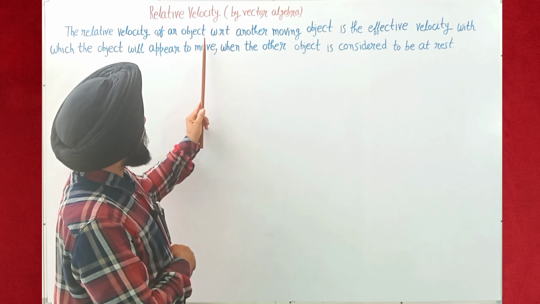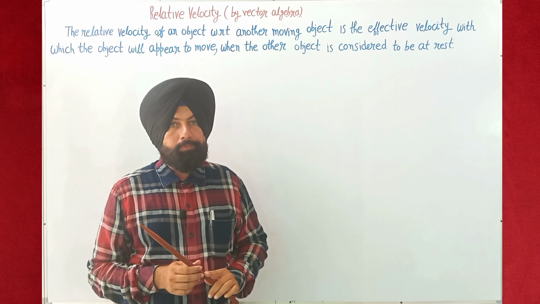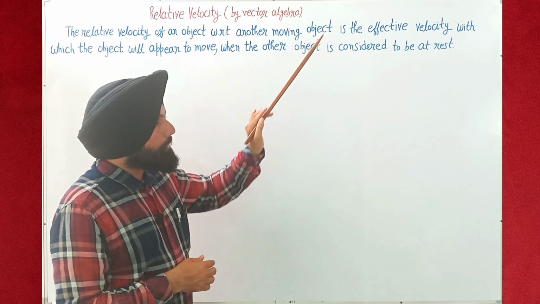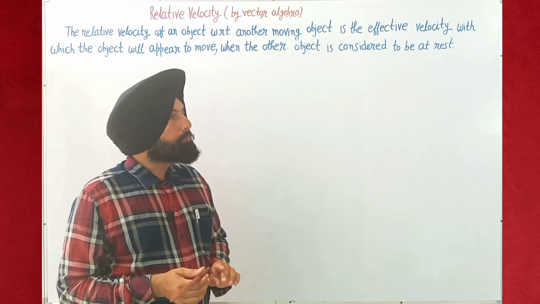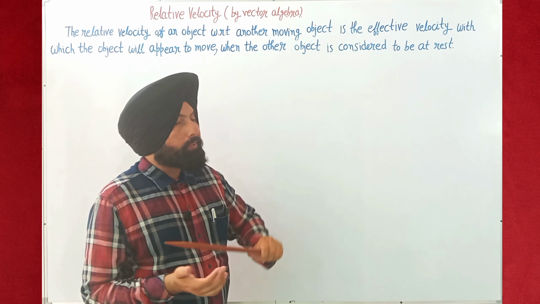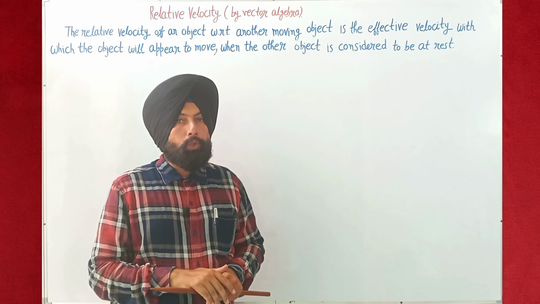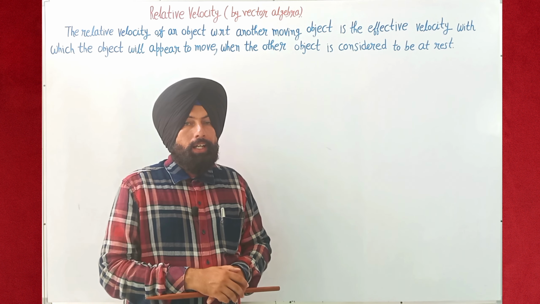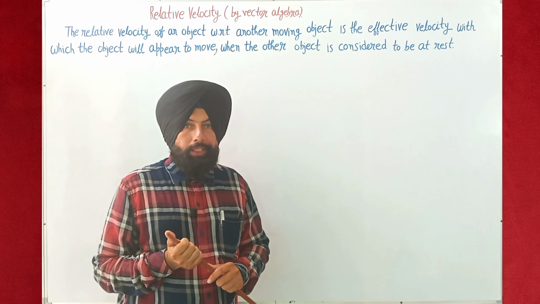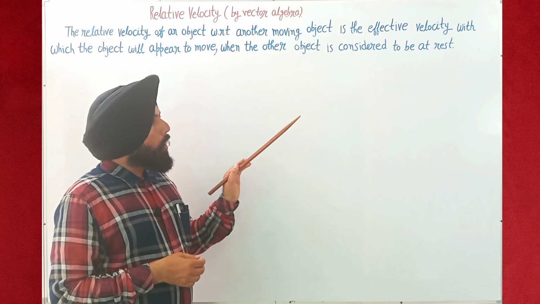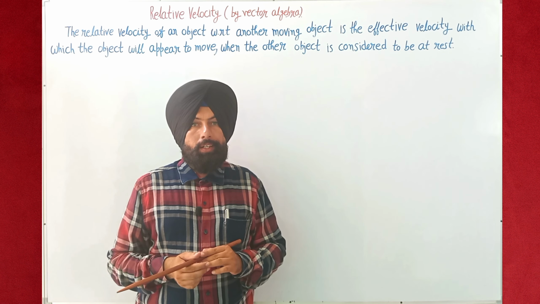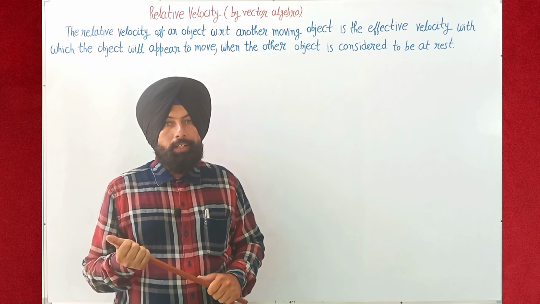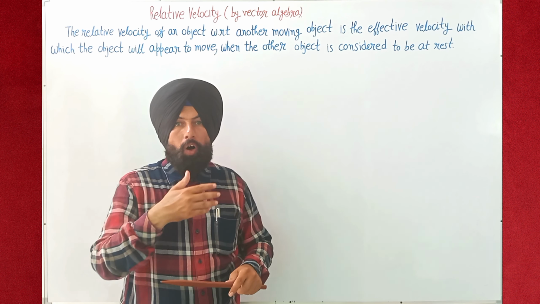Relative velocity of an object with respect to another moving object is the effective velocity. Now suppose two bodies are moving, A and B bodies moving. For the observer of the A body, see the body B, which is already moving.